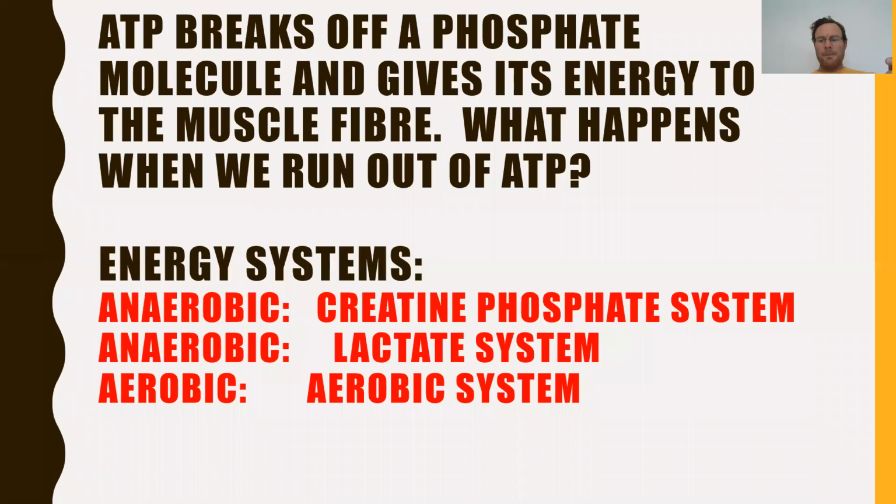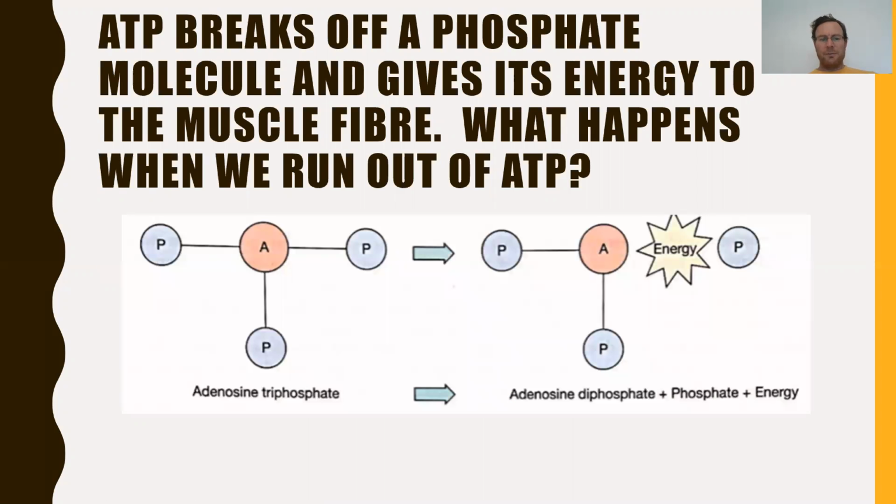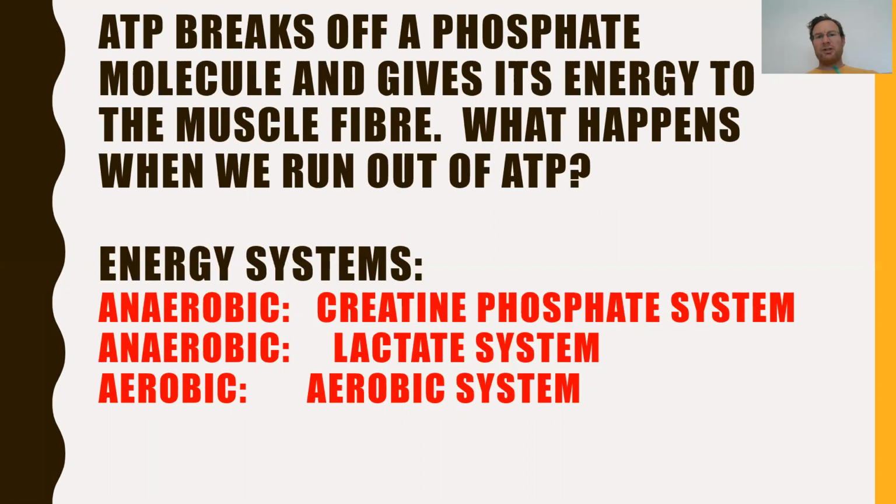So we have to have systems in place that prevent that. So what we have is our energy systems. These are the 3 systems we're going to look at, and we're going to look at the concept of anaerobic and aerobic systems, but we're also going to have a look at the qualities of each one. So let's go through that now.